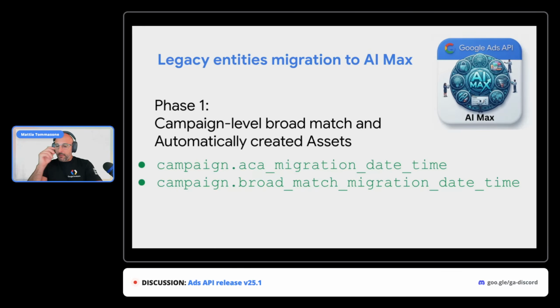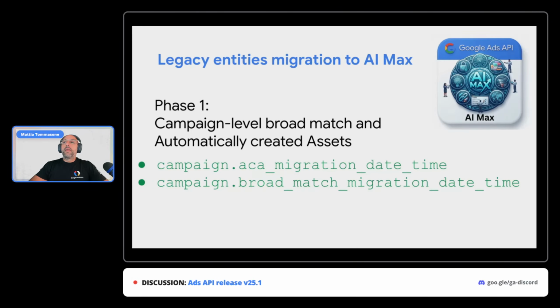So basically, ACAs and broad match are going to be offered only as part of the AA Max feature bundle. So this migration is going to happen automatically starting in September. And the new fields that we released in V25.1 are called ACA migration date time and broad match migration date time. And they will tell you exactly when this migration happened. So they're going to be set to null if the migration hasn't happened yet, but when it does, they will be populated with the timestamp when the migration occurred.